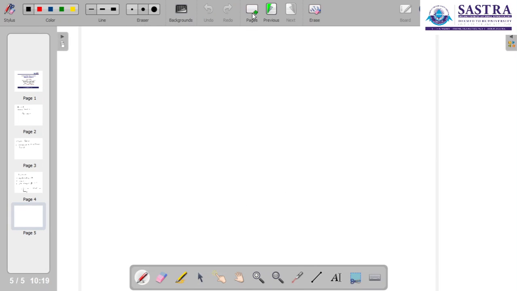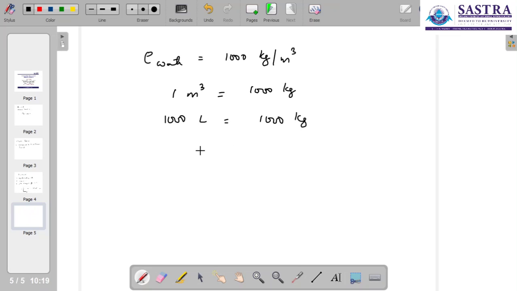Let me rephrase slightly the thought experiment if you are not able to get it. Let's say the nominal density of water is 1000 kg per meter cube. So that means every meter cube of water will have a mass equivalent to 1000 kg. If I write conveniently in the units of liter, 1000 liters will weigh like 1000 kg, which means every liter we know weighs 1 kg. This is what we know.